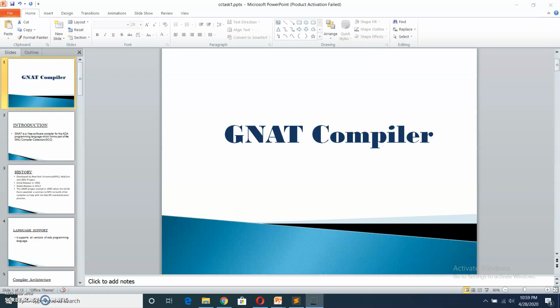Firstly, what is a compiler? A compiler is a program that converts instructions into machine code or a lower level form so that they can be read and executed by a computer. Let us look into the details of a compiler by taking an example of the GNAT Compiler.